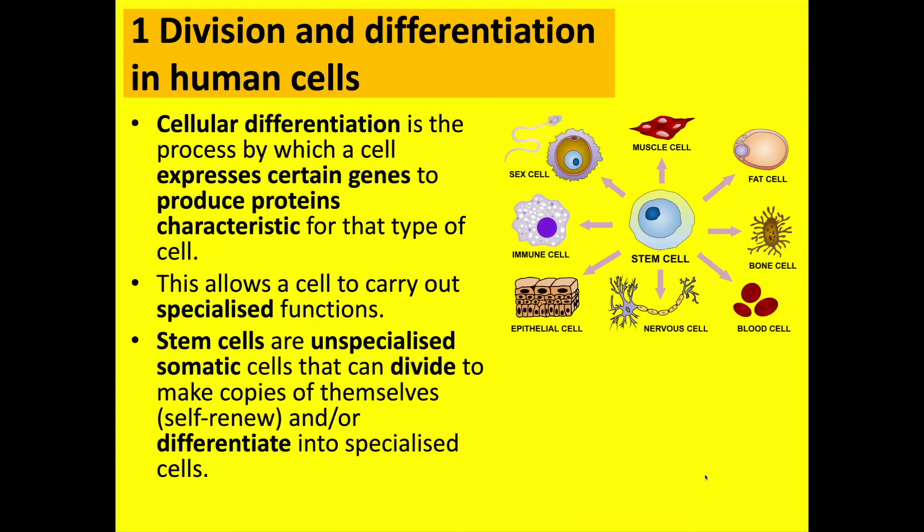Stem cells are the wonders of biology. They are unspecialized somatic cells. Now, they can do two things. They can either divide and make copies of themselves, which is handy, or differentiate into specialized cells. Both of those functions are important for stem cells because throughout the body there are a few areas where we have stem cells and we want to maintain that stem cell number. So when some differentiate, others will have to divide to maintain that stock of stem cells within the body.